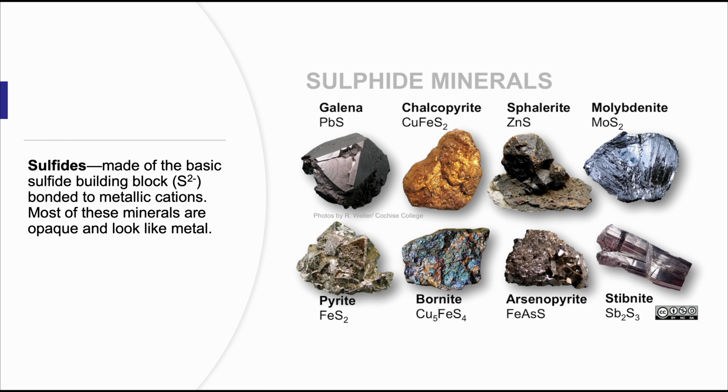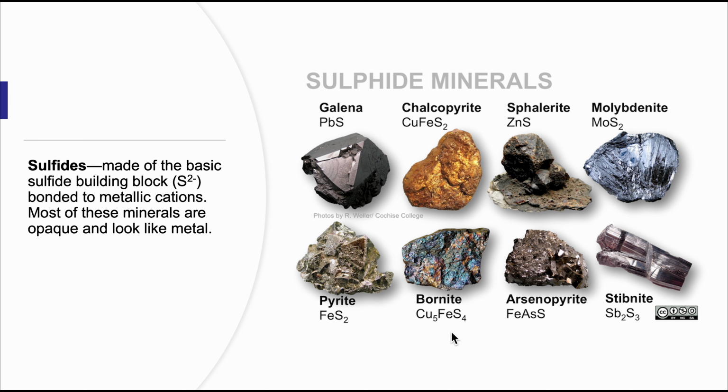And moving on to the sulfur-based minerals, sulfides are made of the basic sulfide building block, S2-, bonded to metallic cations. Most of these minerals are opaque and look like metal. Starting with galena, lead sulfide, a very silvery metallic luster. Chalcopyrite, a minor ore of copper, has this golden metallic luster. Sphalerite, the primary ore of zinc, has a resinous luster. Molybdenite has a metallic luster, primary ore of molybdenum. Pyrite, usually a brassy metallic color, is a minor ore of iron, really basically irrelevant ore of iron.